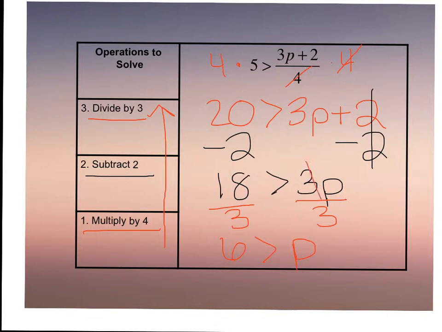But I've taught you that you should always write your variable on the left-hand side. So we're just going to put the p on the left-hand side. The arrow's pointing towards the p. And then I have 6. And this would be my final correct answer. I can also use the arrow to help me graph on a number line.